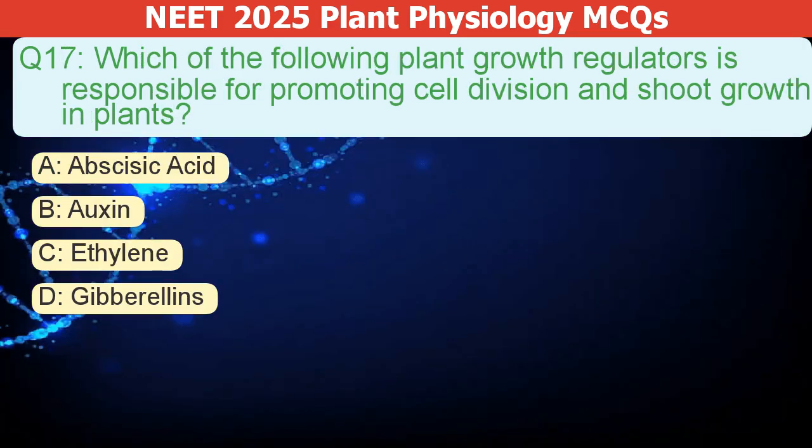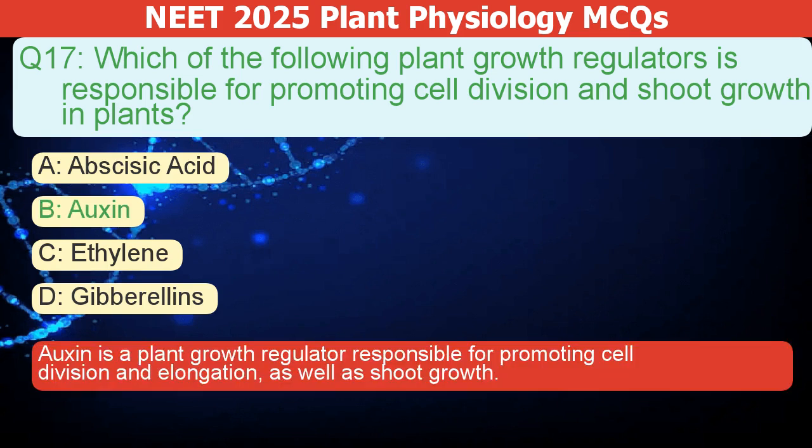Which of the following plant growth regulators is responsible for promoting cell division and shoot growth in plants? A. Abscisic acid. B. Auxin. C. Ethylene. D. Gibberellins. The correct answer is B. Auxin is a plant growth regulator responsible for promoting cell division and elongation, as well as shoot growth.